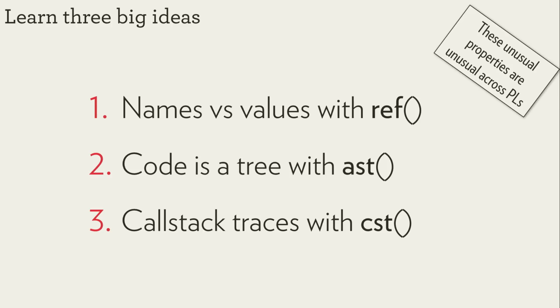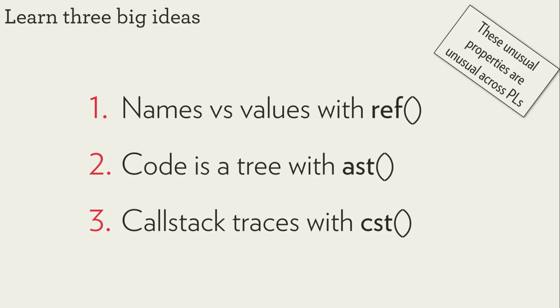So we're going to talk about three big ideas today. The distinction between names and values in R with the ref function. The fact that all R code you can think of as a tree with the AST function. And then finally, I'll talk a little bit about something I just recently came to understand about tracebacks or call stacks in R, and how they're not actually just a linear stack, they're actually a tree. And I think that's going to have some profound implications for making more useful error messages in R.